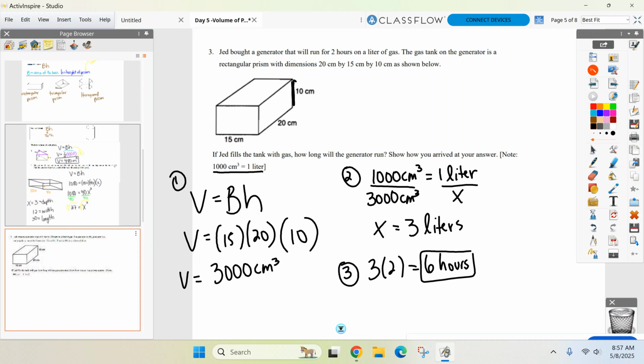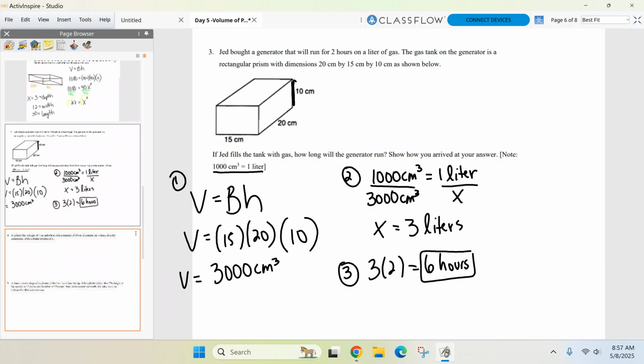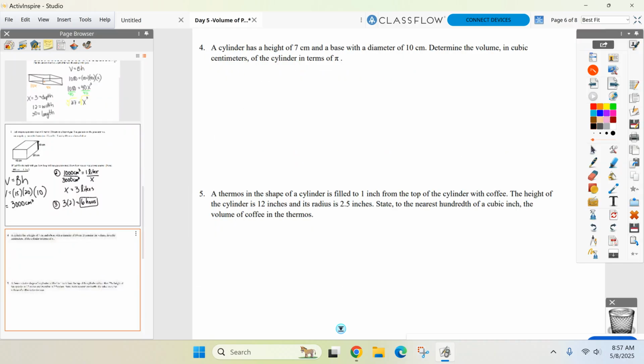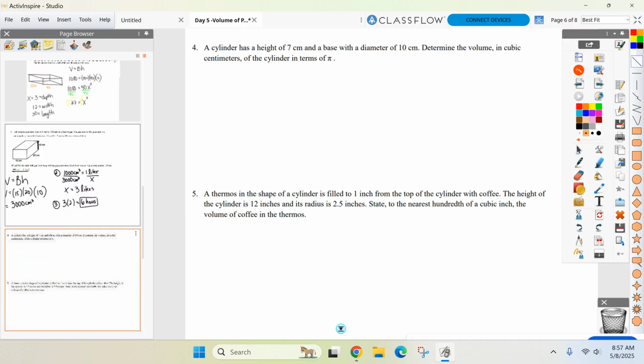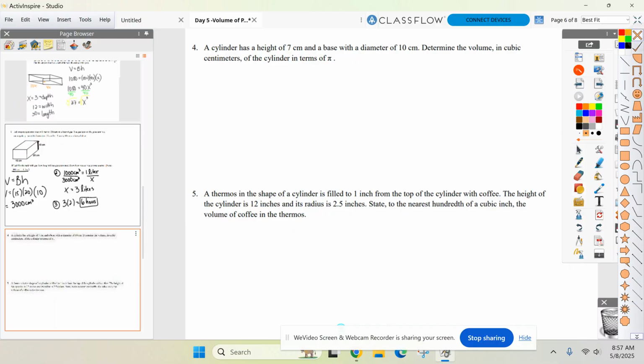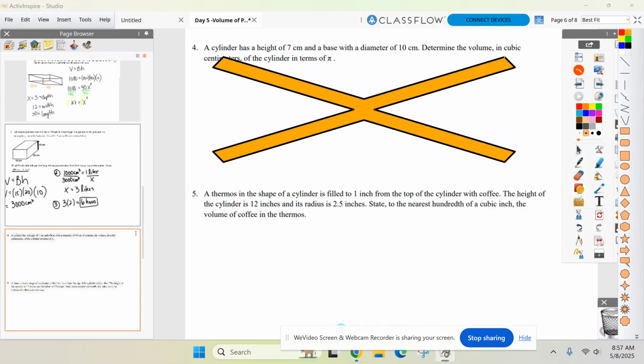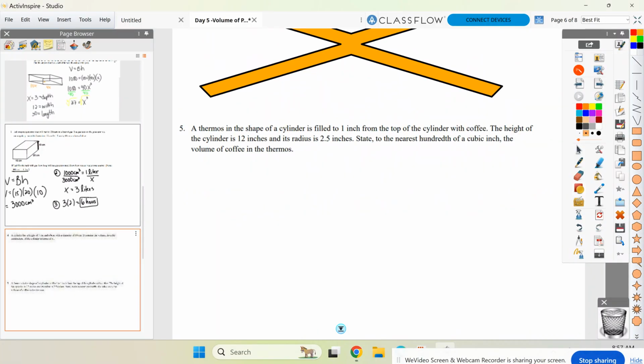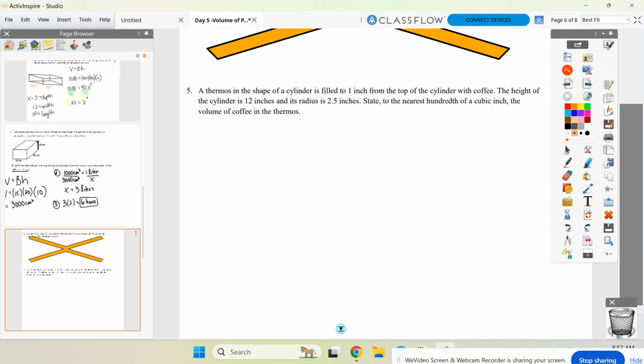All right, any issues before we go cylinder now? Go cylinder. Okay, I know you guys don't have this problem in your notes anymore because we got rid of it. So let's go right to the thermos. You guys don't have that one, so disregard that. Let's go to the thermos. All right, we got a cylinder now. Same formula. Here we go. Draw yourself a little cylinder. Perfect.